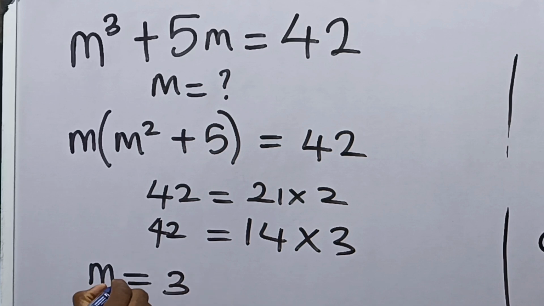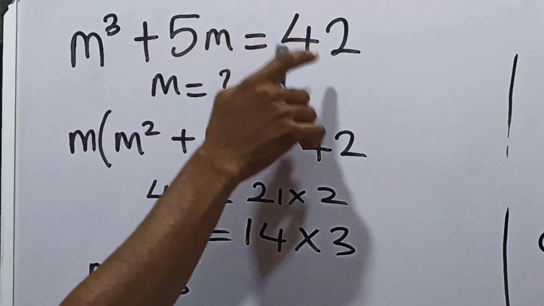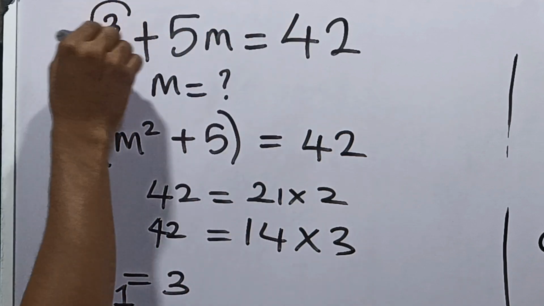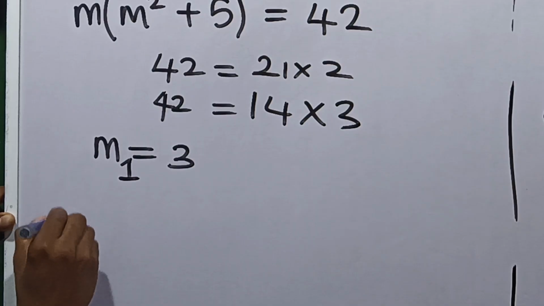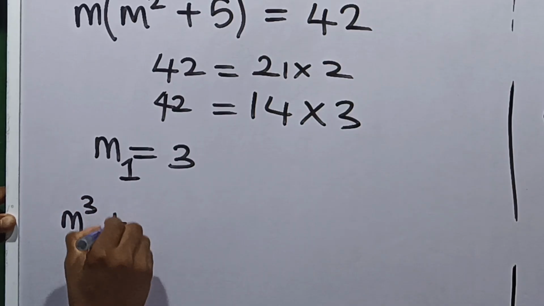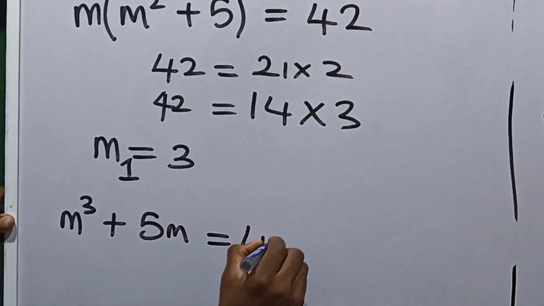Okay, so we can call this m1. And why am I calling this m1? The reason I'm calling this m1 is because the equation says m cubed plus 5m is equal to 42. The highest power of m here is 3, meaning that we are going to have 3 answers in this equation. Okay, so we're having m cubed plus 5m to be equal to 42.